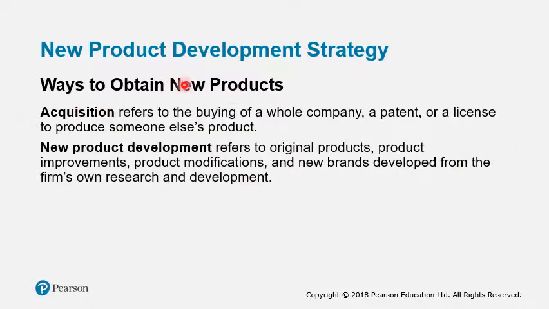So there are many ways to find new ideas for a product. Normally you can do acquisition, which refers to buying a whole company, a patent, or a license to produce someone else's product. Or you can do new product development, which you start from scratch, which is the original product, or product development of the existing one, product modification, and new brands developed from the firm's own research and development.